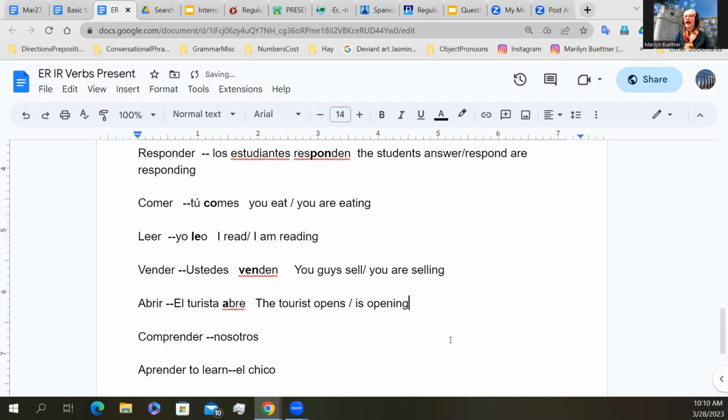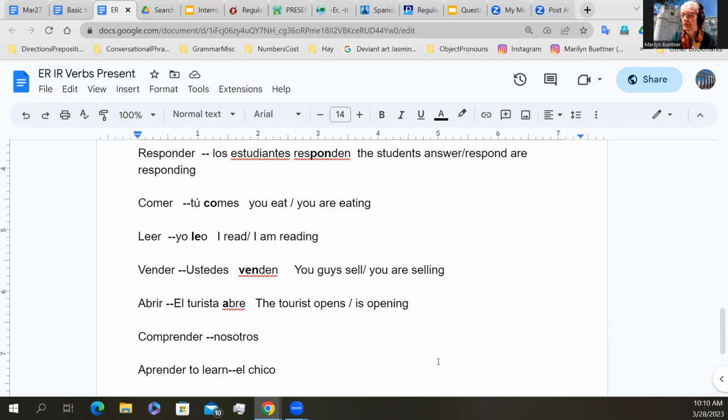El turista abre la puerta. The tourist is opening the door. El turista abre su pasaporte. The tourist opens his passport. Whatever that tourist is opening. El turista abre. Okay.